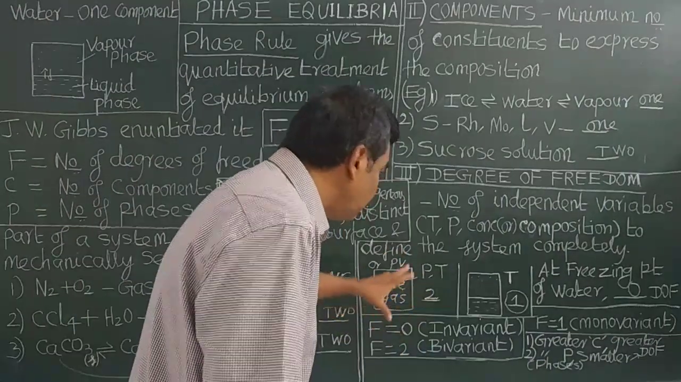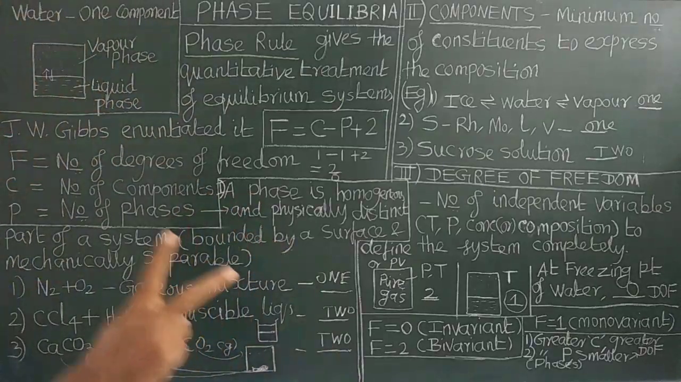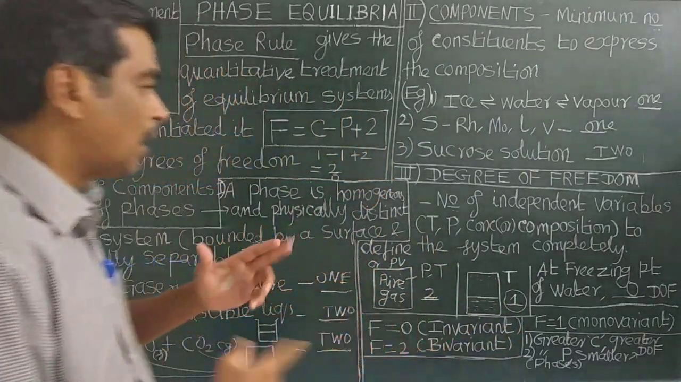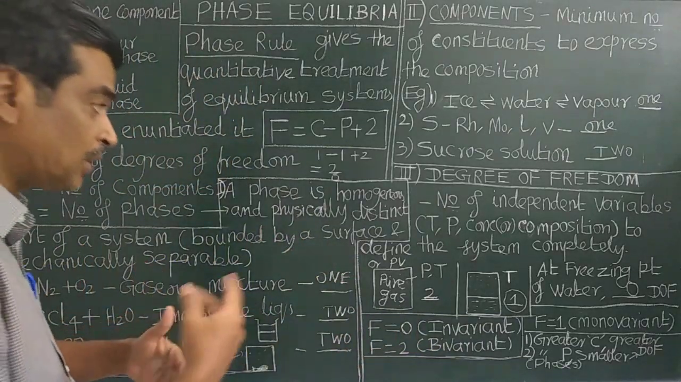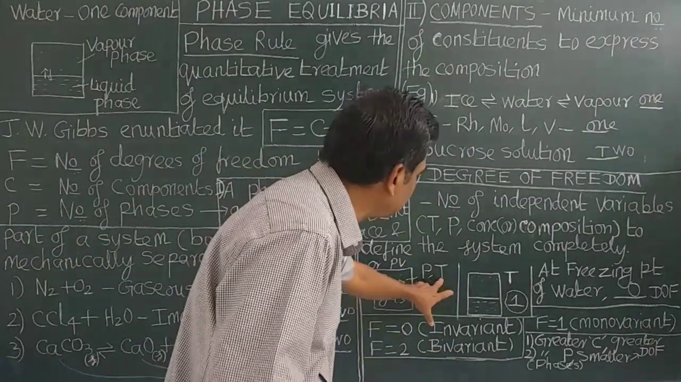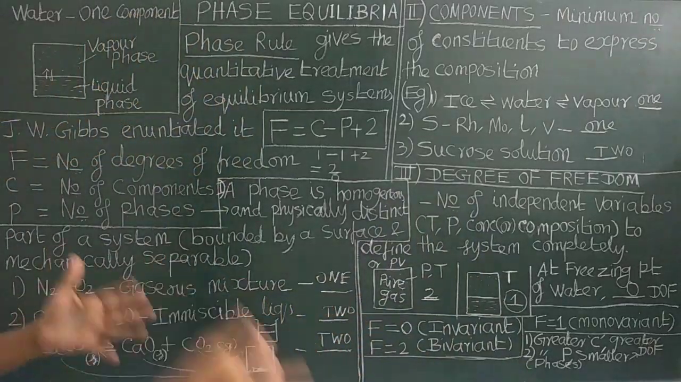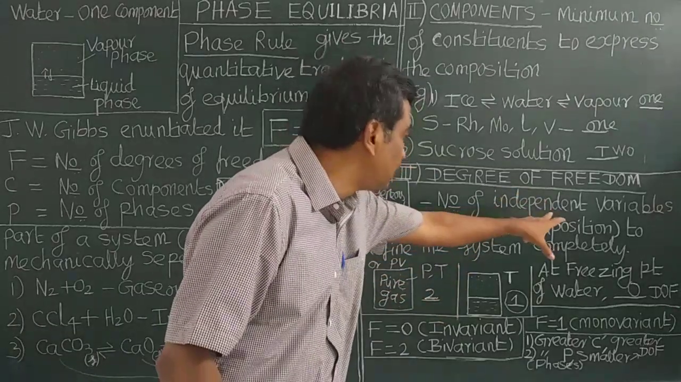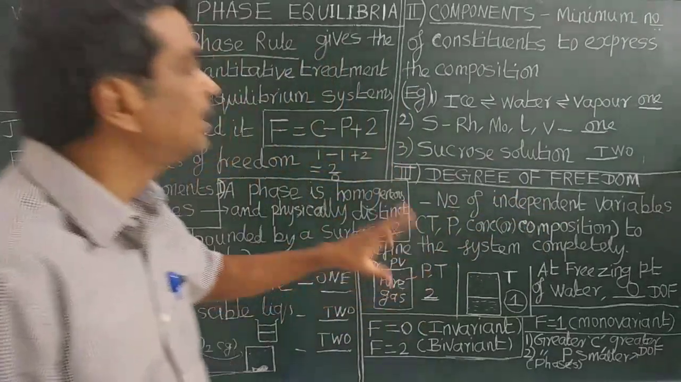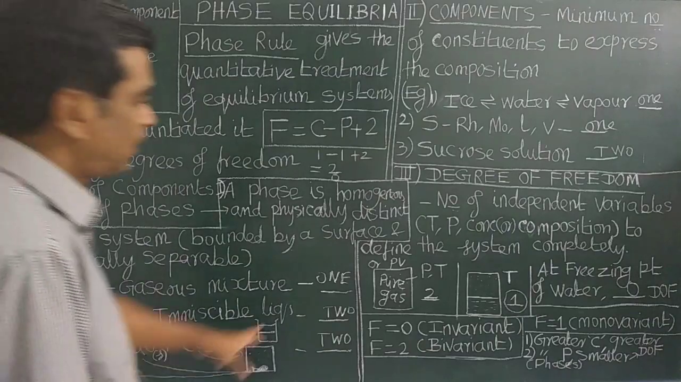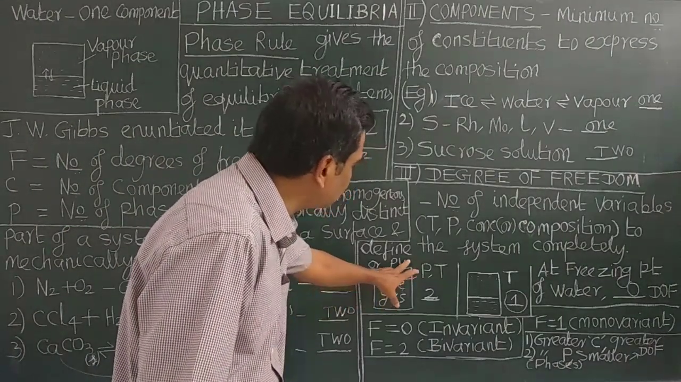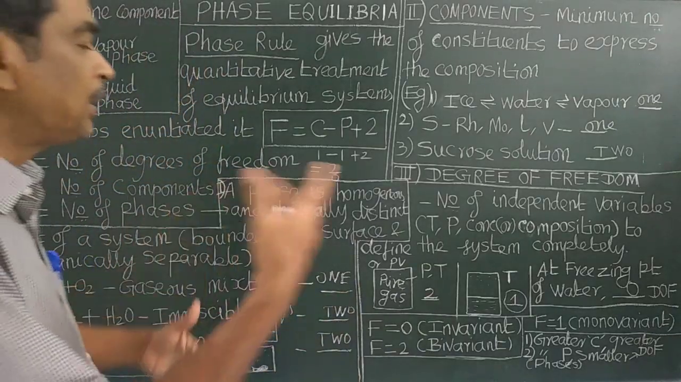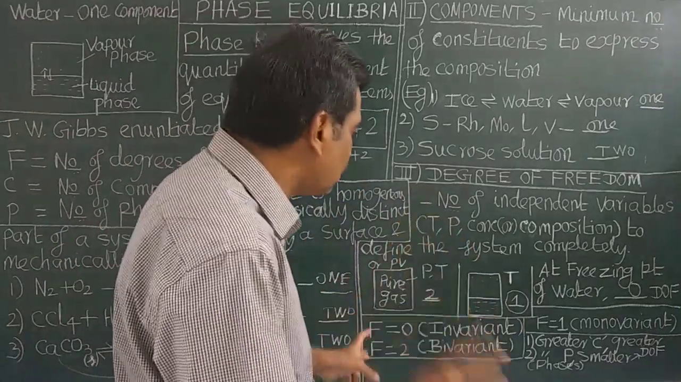Now, in order to define a system, we need two independent variables, pressure or temperature. If you know pressure and temperature, you can calculate the volume using the ideal gas equation, PV = nRT. Therefore, two variables are required to define the system completely. It may be pressure and volume, or temperature and volume, any two variables. The third variable can be calculated. Therefore, there are only two variables.